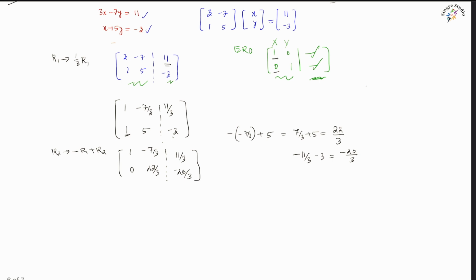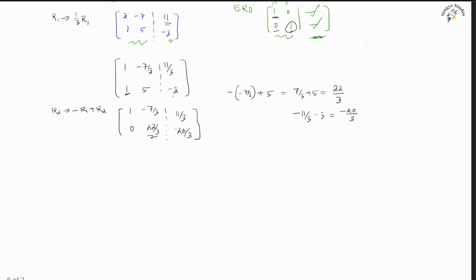Now our next goal is to change this element to 1. So how can I do this? If I multiply row 2 by 3 by 22, then it will change this into 1, right? So our row 1 will remain as it is. So 1, -7 by 3, 11 by 3, 0. And this will be 1, and we have to multiply this with 3 by 22.